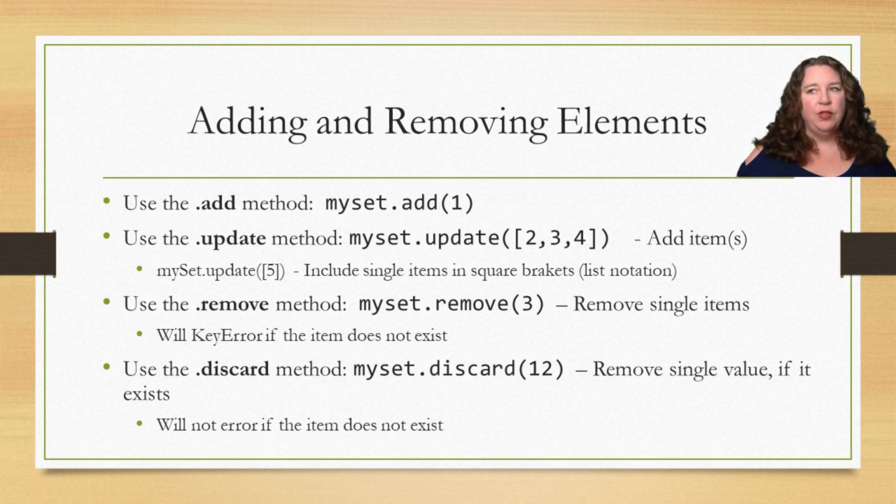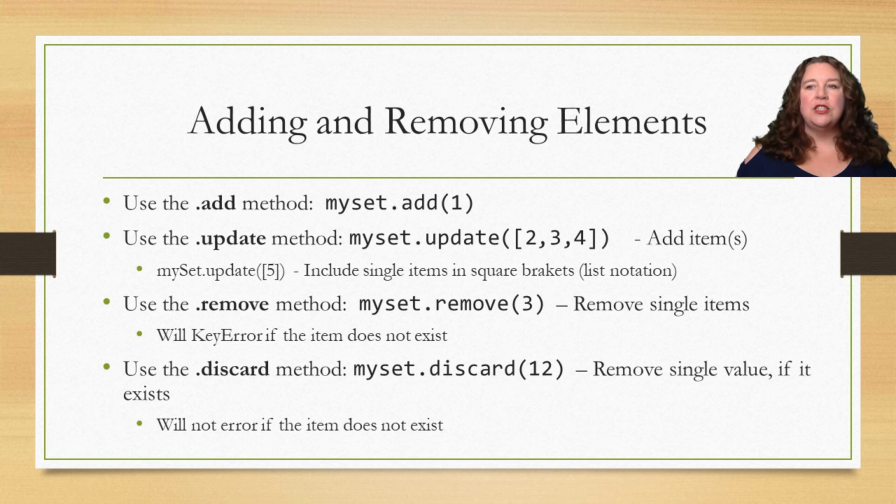So you need to have the parentheses and you need to have the list notation of the square brackets to be able to add multiple items. If we want to remove singular items, we can just say remove. Now there's a difference between removing and discarding in that discard will also remove the item. But when you try to remove an item that doesn't exist in the list, you will get a key error. Again, same way we did when we tried to remove an item that was not in a dictionary.